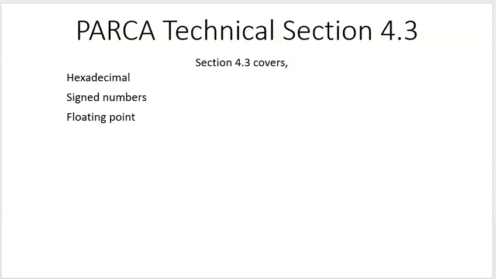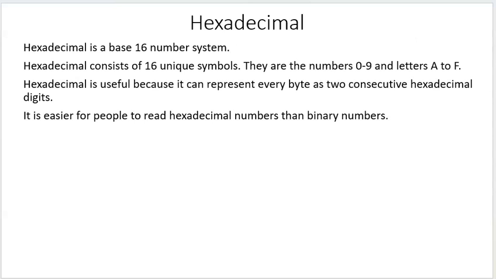Okay, PARCA Technical Section 4.3 covers hexadecimal, signed numbers, and floating point numbers. So let's start with hexadecimal. Hexadecimal is a base 16 number system. It consists of 16 unique symbols. Those symbols are the numbers 0 through 9 and the letters A to F.